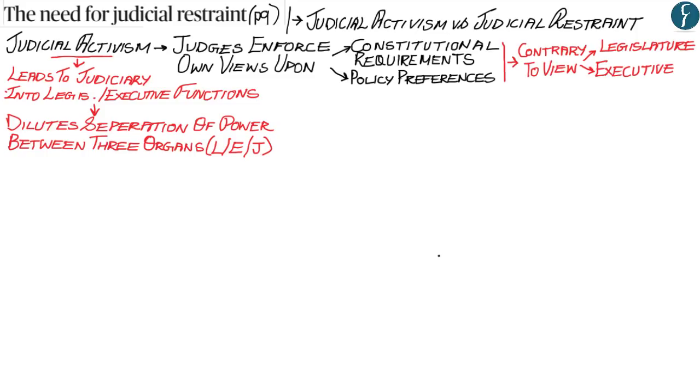So now hopefully you've understood as to what is meant by judicial activism, whereby under judicial activism, judges enforce their own views of constitutional requirement and policy preferences. And therefore these views of the judges are against or contrary to the views of the legislature and the views of the executive. And through this form of judicial activism, it leads the judiciary into the functions of the legislature and the executive. And thereby it allows the judiciary to function above the legislature and the executive, and thereby dilutes the separation of power that exists between the three organs.